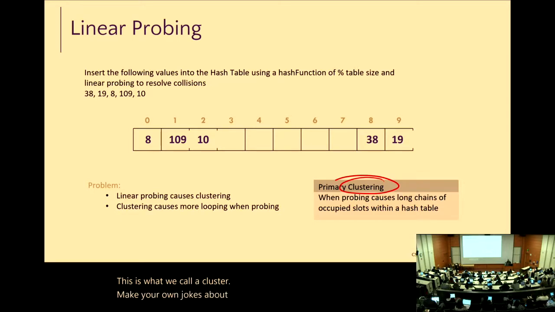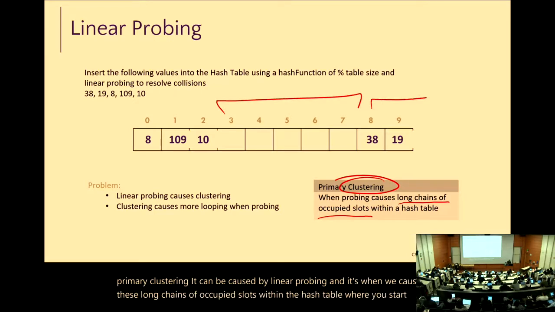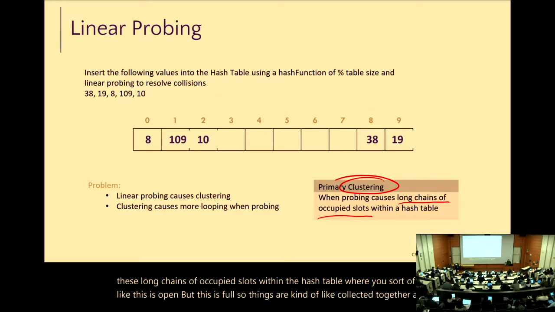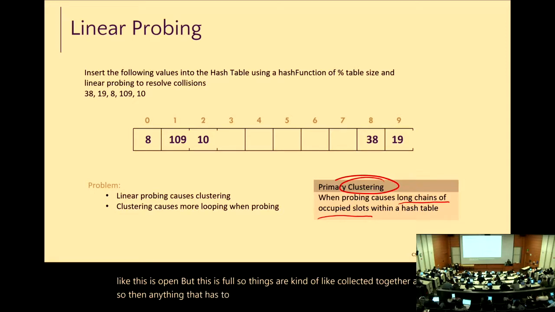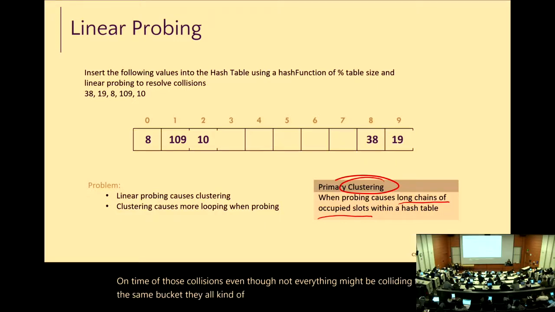So this is actually specifically something we call primary clustering. It can be caused by linear probing, and it's when we cause these long chains of occupied slots within the hash table, where you sort of have, this is open, but this is full. So things are kind of collected together. And so anything that has to get inserted or retrieved from the middle of that cluster is going to hit that bad runtime. And that bad runtime of those collisions, even though not everything might be colliding to the same bucket, they all kind of compound together when we're trying to do that retrieval.